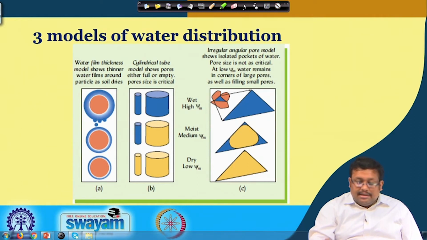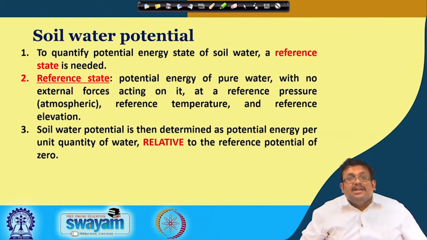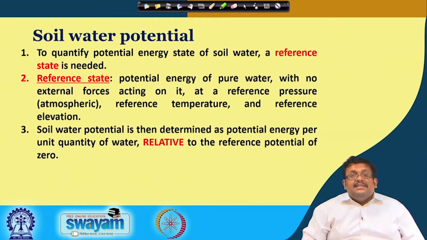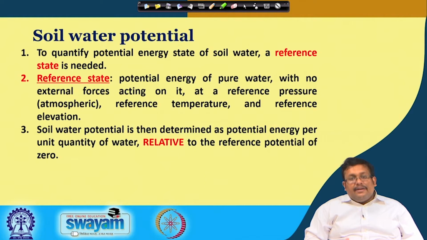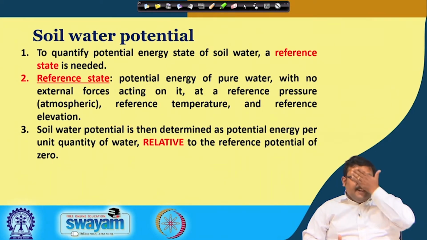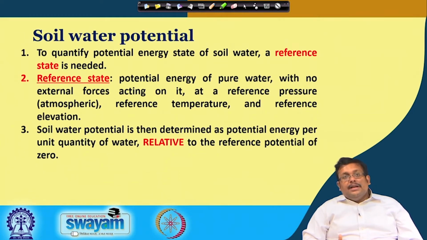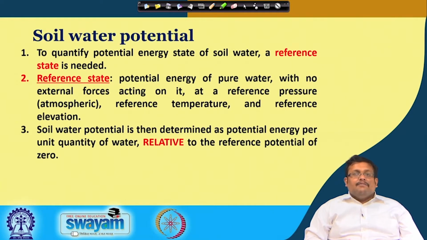So, let us see what soil water potential is. To quantify the potential energy state of soil water, a reference state is needed. Remember that we need a reference state to quantify the potential energy of soil water, because whatever we express in terms of potential energy will eventually show the total soil water potential. And this reference state is basically the potential energy of pure water with no external forces acting on it, at a reference pressure, that is 1 atmospheric pressure, reference temperature and reference elevation.